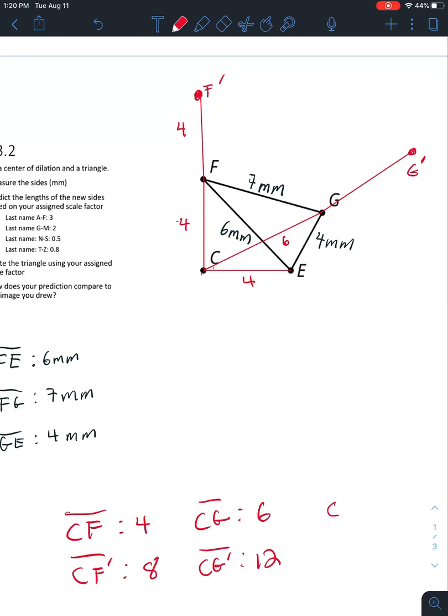And the last one is CE, which is 4, and CE prime needs to be 8. So I know I need to also go over 4, and this will be E prime. So these points are our new vertices of our new triangle. So now I'm going to connect.